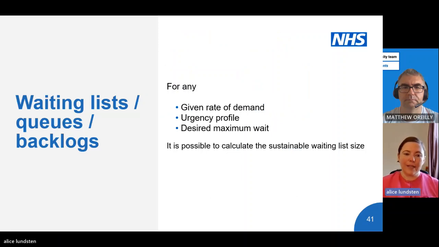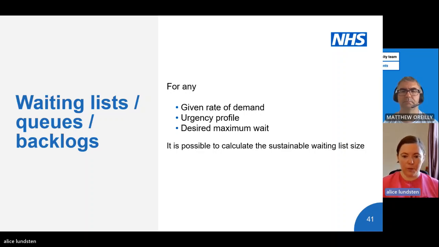So then we've got waiting lists, queues and backlogs, which is obviously, particularly at the moment, a very, very pressing issue for the NHS and will potentially be why a lot of you are here. So what we're looking at now is that for any given rate of demand, so the rate that it's coming in, the urgency profile, and then defining the maximum waiting time, you can come up with what's called a sustainable or ideal waiting list size.